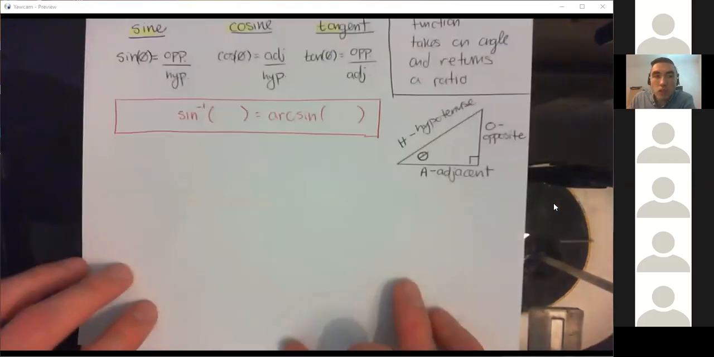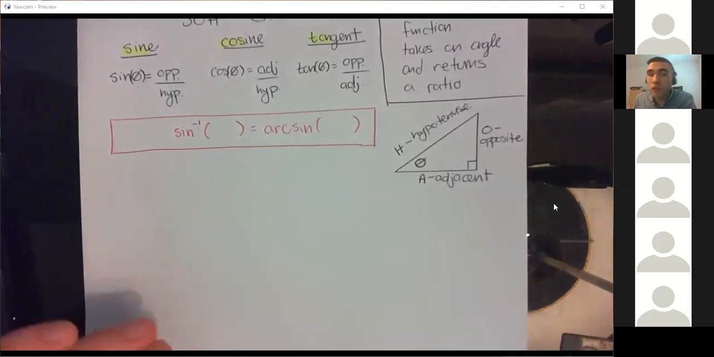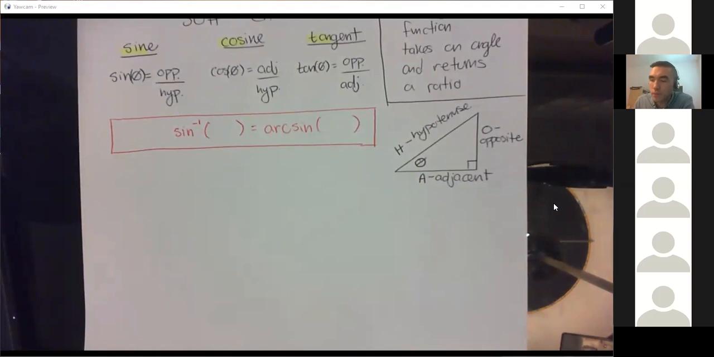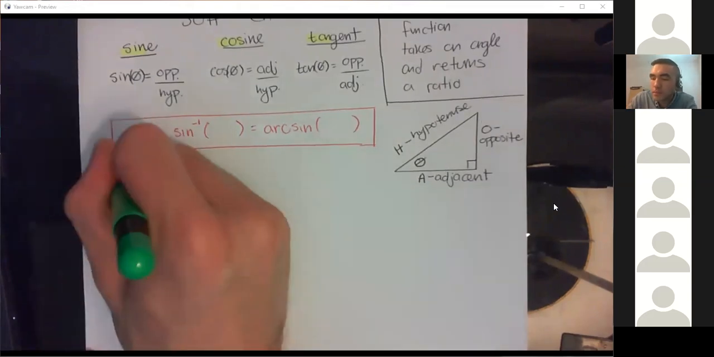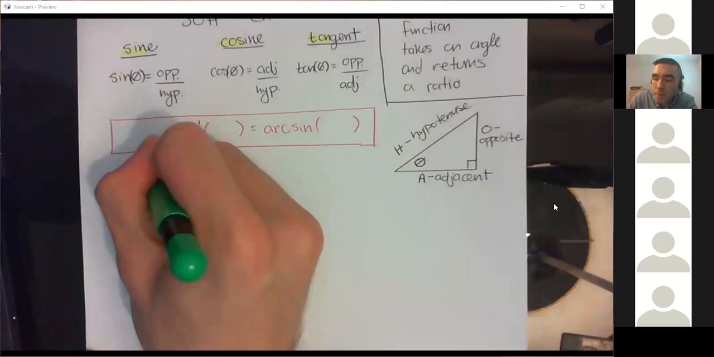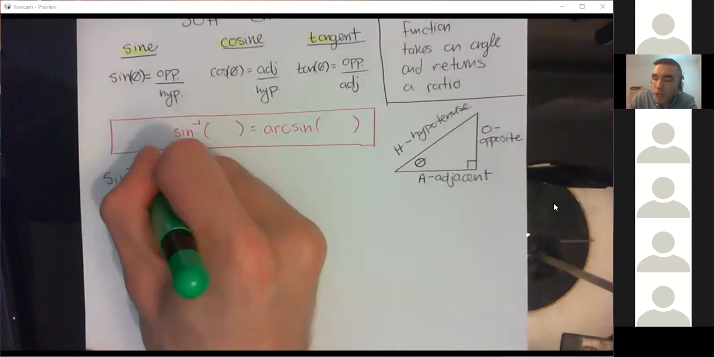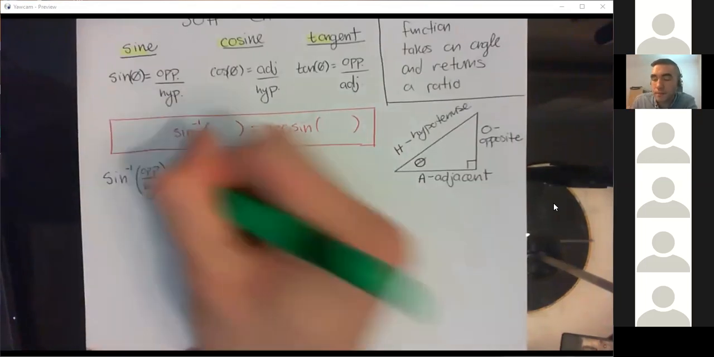Okay, so here's what I'm saying about these inverse functions. A regular old trig function takes an angle and it spits back to us a ratio. An inverse function takes a ratio and it spits back to us an angle. So this is to say that inverse sine of opposite divided by hypotenuse, if we were to plug that ratio into the function inverse sine, this will give us back theta.